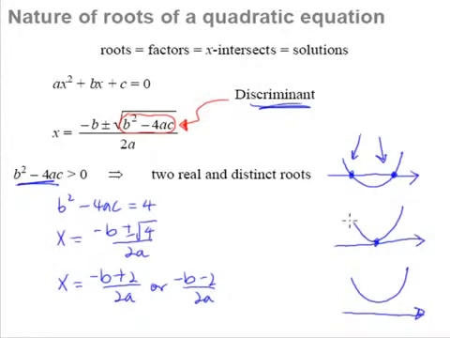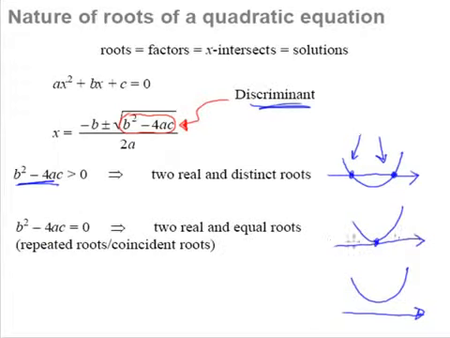Now, how about when your quadratic equation only intersects the x-axis at one point, which simply means that the x-axis is tangent to the quadratic equation? This will happen when the discriminant is equal to 0. We call it repeated roots. There are still two roots here, but they are the same. So we call it two real and equal roots, or sometimes coincident roots.